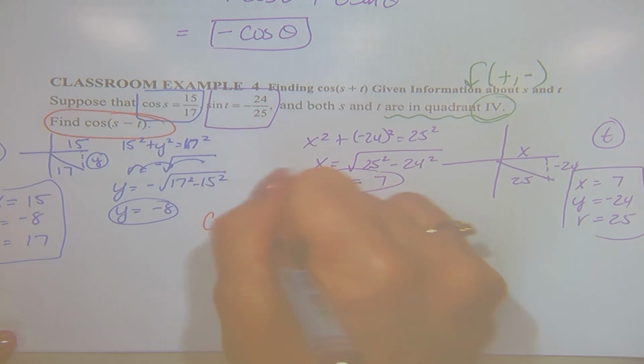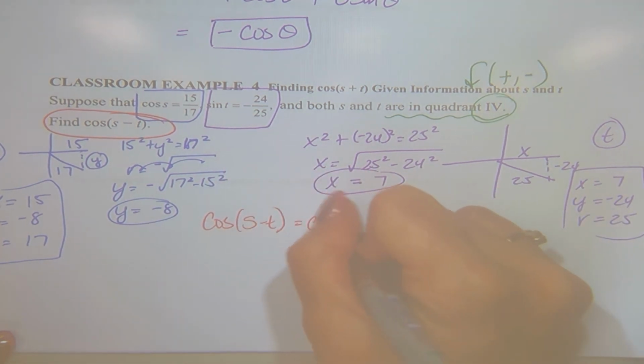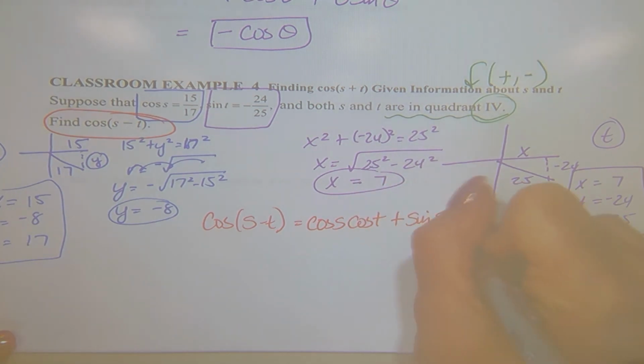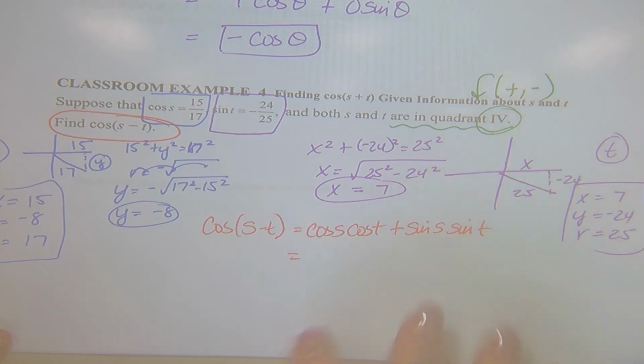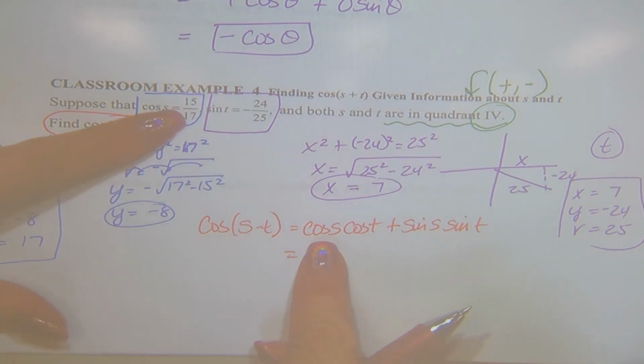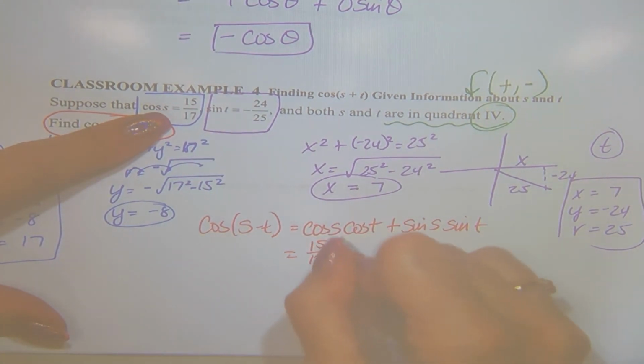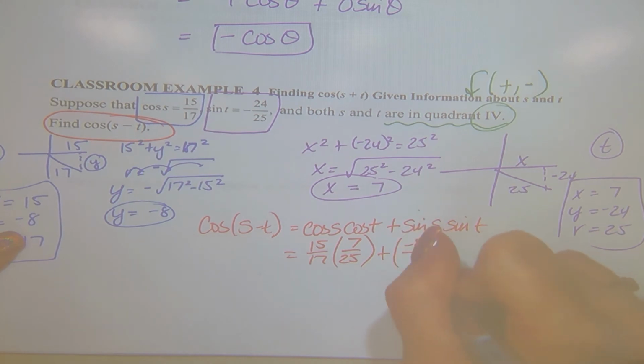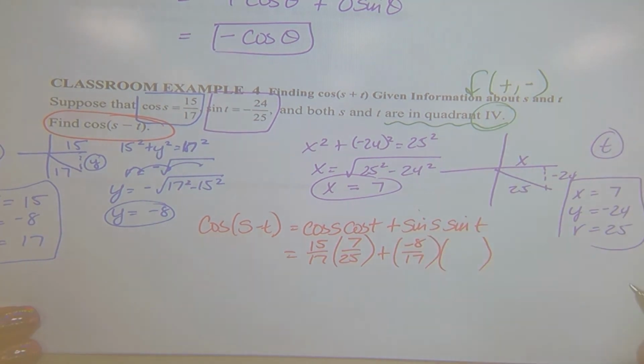Cosine of s minus t. My identity says that is cosine s, cosine t, plus sine s, sine t. Fill in what we know. Cosine s is 15/17. Cosine t is x over r, so 7/25, plus sine s is negative 8/17. Sine t is negative 24/25.